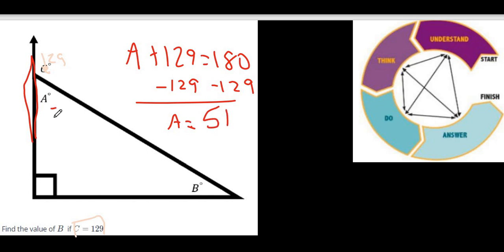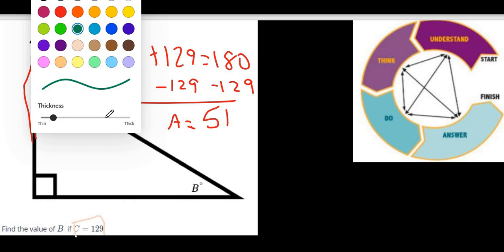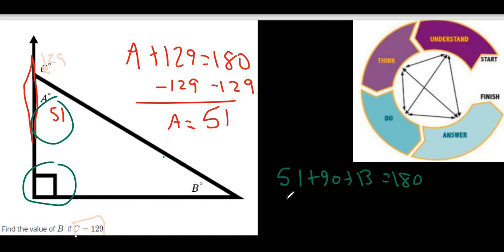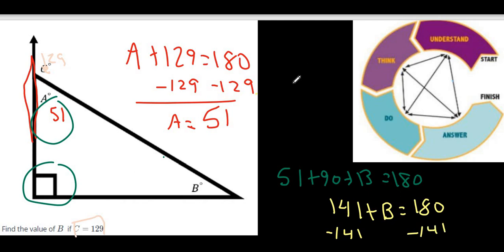So I can put that value in here. So now to figure out what B is going to be, I know that 51 plus 90 plus B is 180. So now I'm going to combine like terms. 90 and 51 is 141. So 141 plus B equals 180. Subtract 141 on both sides. And B is going to equal 39 degrees.